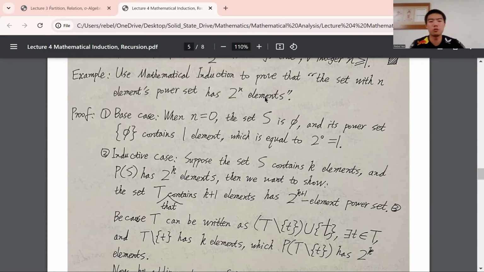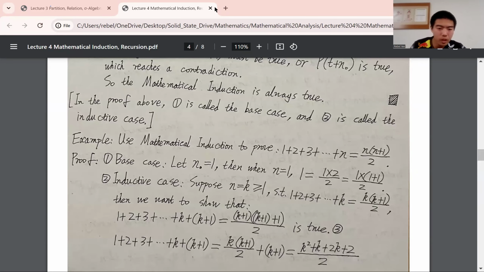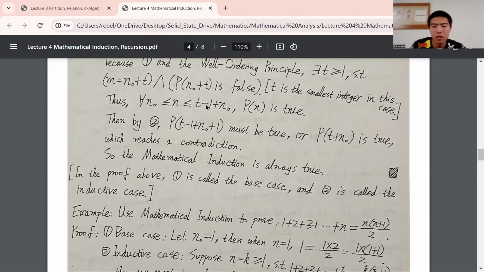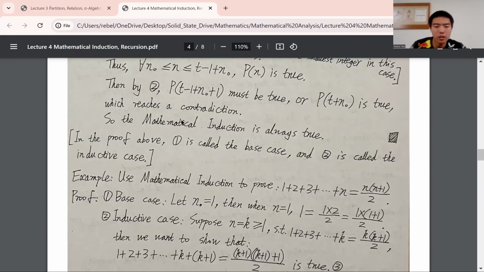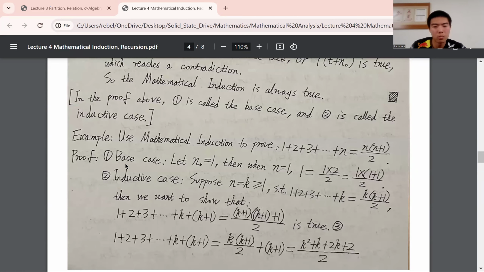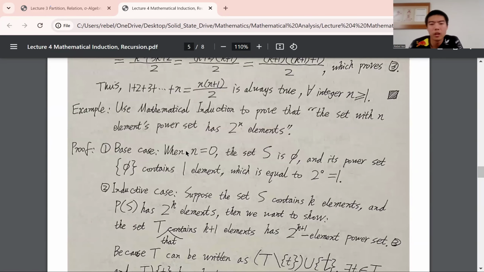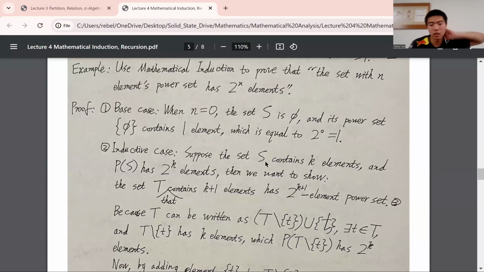So we'll do 2 cases, also with definitions. The one here is called the base case, and 2 is called the inductive case. So we'll always say this is the base case and this is the inductive case in later examples. So in the base case, n is equal to 0, which means it's an empty set. And the power set of the empty set contains one element, which is equal to 2 to the power of 0, which is 1. So basically it's proven.